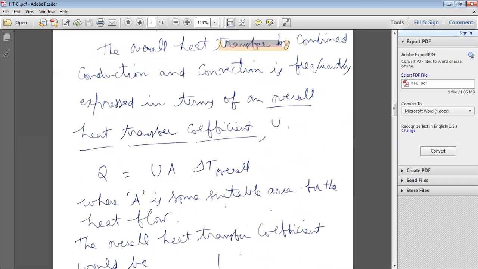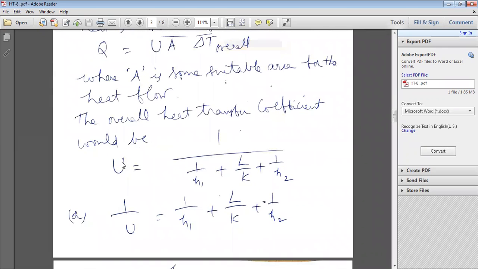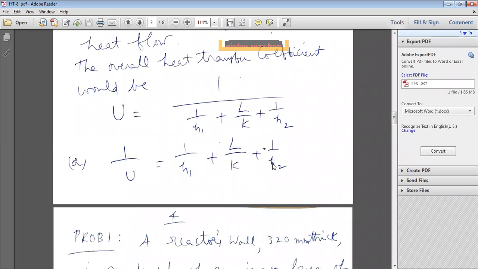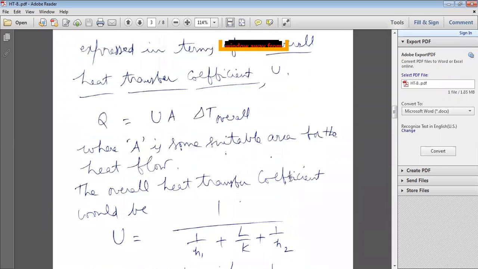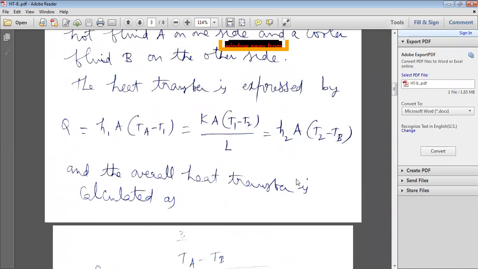This is also very, very important. And how do you calculate the overall heat transfer coefficient? U is equal to 1 by h1 plus L by k plus 1 by h2. Otherwise, you can remember it easily like this: 1 by U is equal to 1 by h1 plus L by k plus 1 by h2. Okay? That's how the overall heat transfer coefficient and composite wall work.